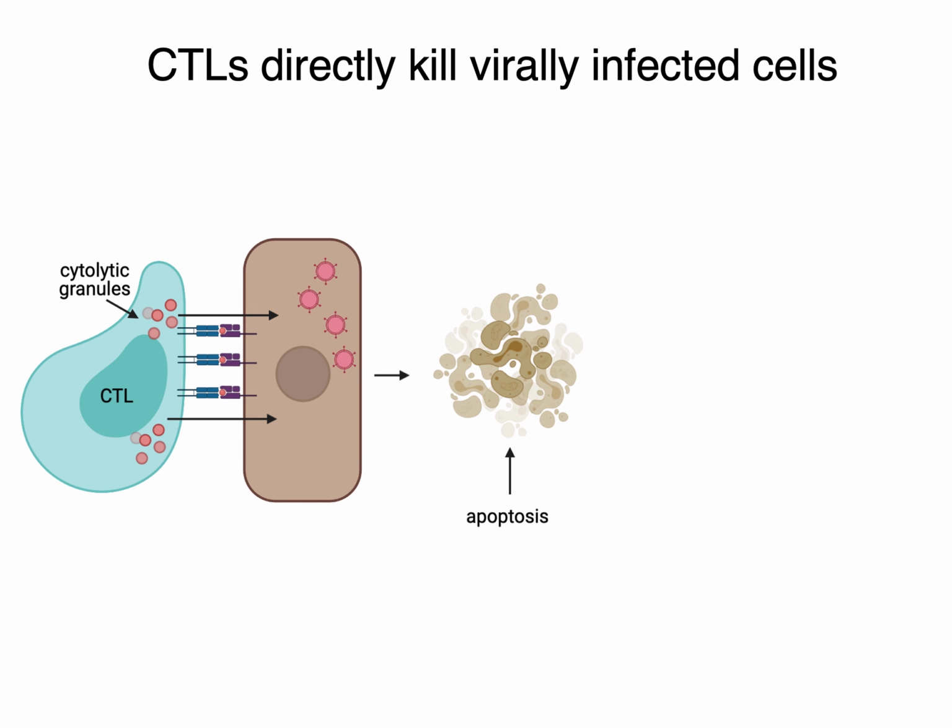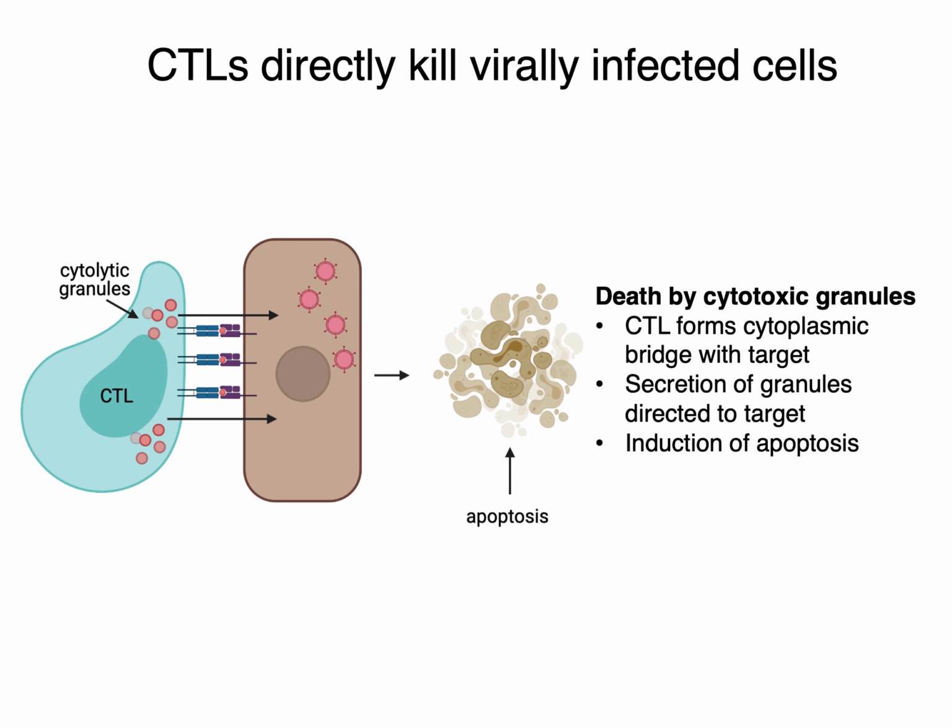And lastly, CD8 positive T cells can differentiate into cytotoxic T lymphocytes, and CTLs can directly kill virally infected cells. They form a cytoplasmic bridge with their target and poke holes in their target membrane. They are then able to deliver a granule payload into the target cell that induces apoptosis.